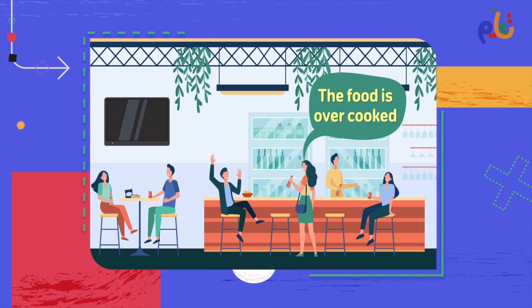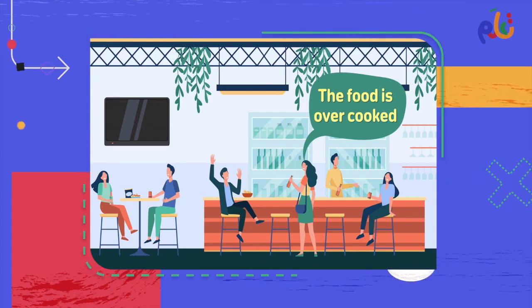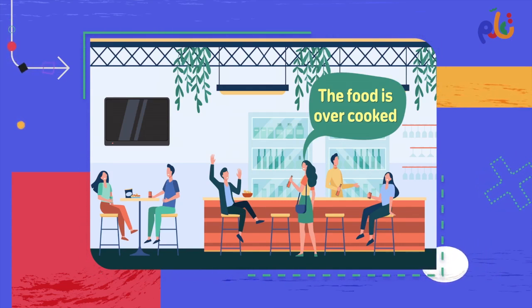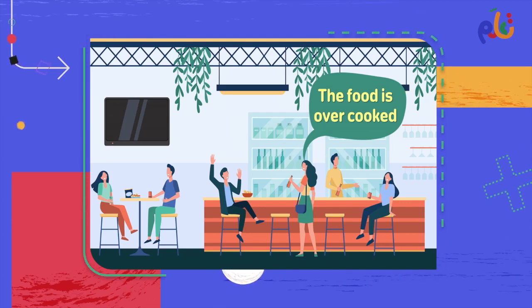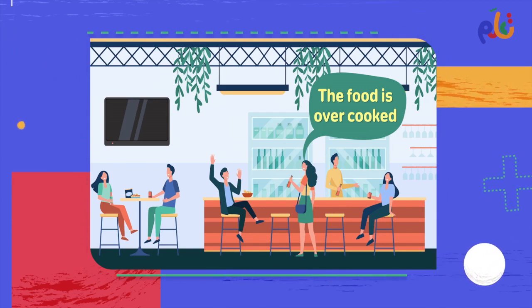And then the food is overcooked. If we're talking about something that is overcooked, this means that it's cooked too well, that it lost its shape. So for example, if we're talking about potatoes, if it's overcooked, if you put the fork inside it, you can't hold it. So we're talking about something that took too long and it lost its shape.